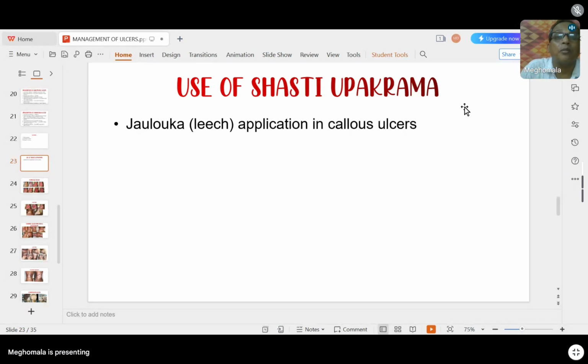But suppose we want to go for Vamana in a case of ulcer. In the first place, does the patient have time? Does the patient have money? Or do we have the infrastructure? We generally don't. But if, as per necessity, we use all these Shashti Upakrama in ulcer healing, obviously it will heal.